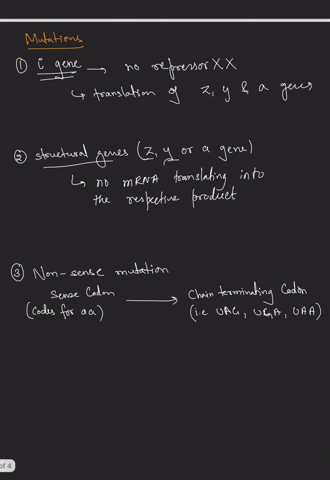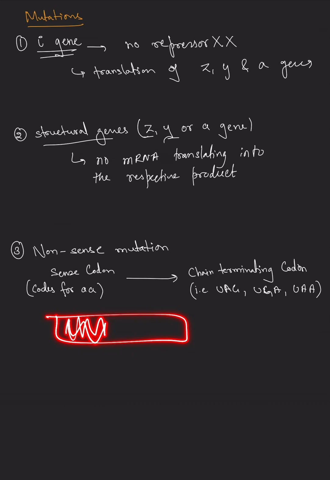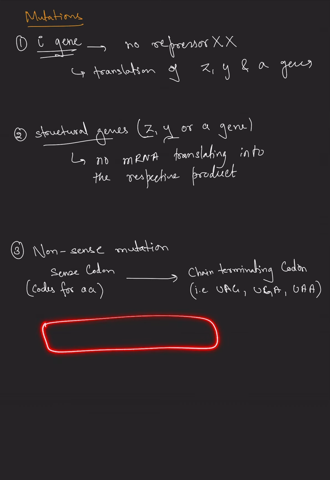Now the third case could be the nonsense mutation. What happens in the nonsense mutation? Let's say a gene is coding for one of the amino acids, but because of a nonsense mutation, this sense codon in that particular region gets changed into a chain terminating codon. That is, it is going to change into one of UAG, UGA or UAA, which are the chain terminating codons. So if a chain terminating codon appears in any region, it will no longer be translated. So the transcription or the translation process stops there itself.